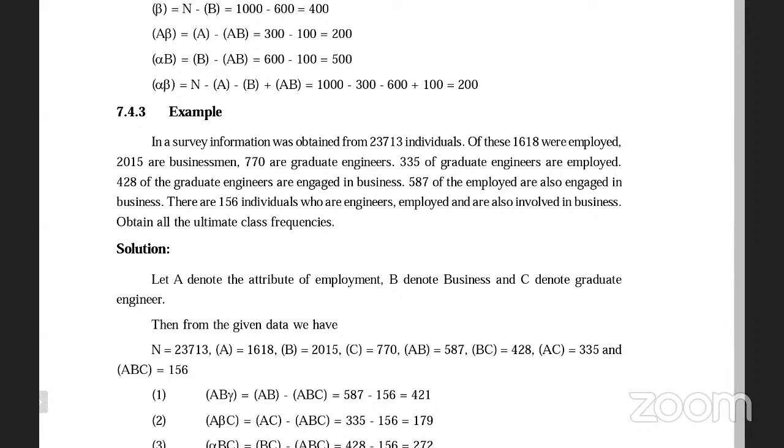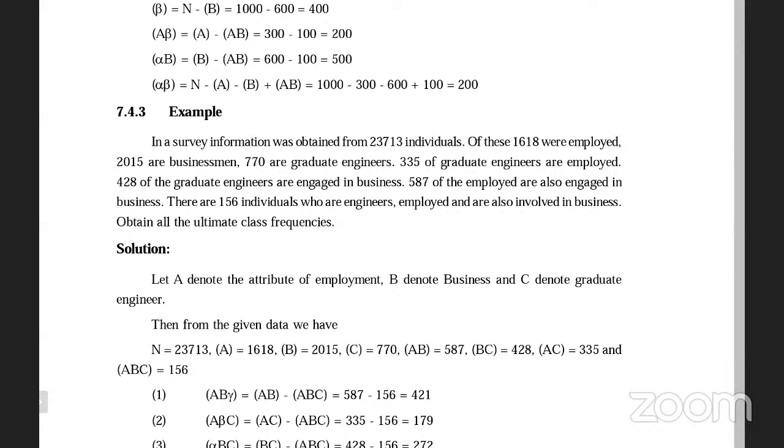AB equal to how much? He mentioned that the employed are also engaged in business. So AB I am calculating: A means employed and B means business, so both means 587. That is AB. And BC: B is only business and C is graduate engineering. The individuals common to both are 428, so the graduate engineers engaged in business. Next, 335 of the graduate engineers are employed. That is AC equal to 335. And ABC, he mentioned, is 156.